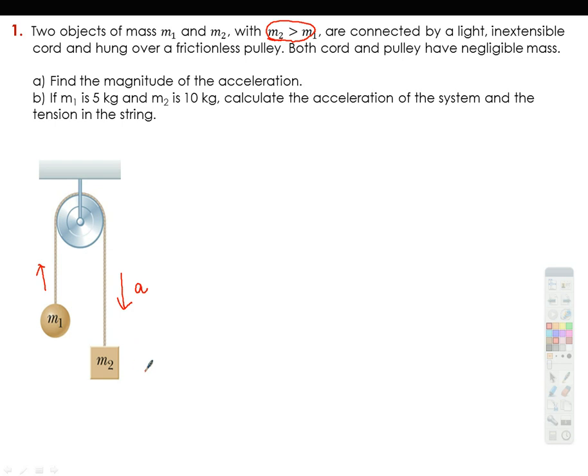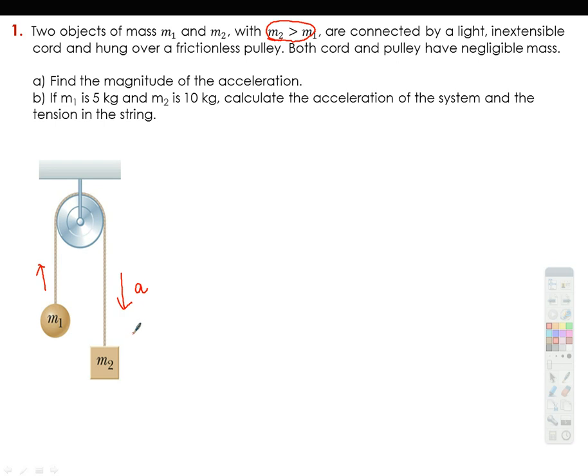Okay, so based on the video that you have watched, he is taking into consideration that the direction of the acceleration will be the positive direction. Okay, but for this problem, what I'm going to do is treat going down as always negative, and going up as always positive. Okay, that's what I'm going to do in this problem. Okay, so how are we going to do this?